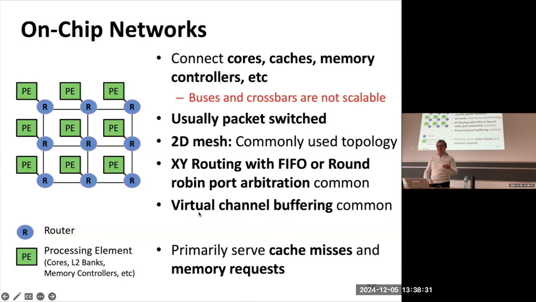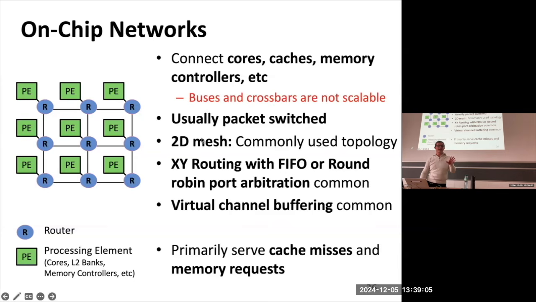So at the time, we were looking at a lot of these things. Virtual channel buffering was common. This is something that we questioned, for example. But basically, if you look at an on-chip network, you primarily serve cache misses and memory requests, right? You have a multi-threaded or multi-programmed application where the network serves cache misses that come out of the processing element and routes those cache misses to the memory controller or maybe some other cache somewhere else on chip, and then returns the results back.